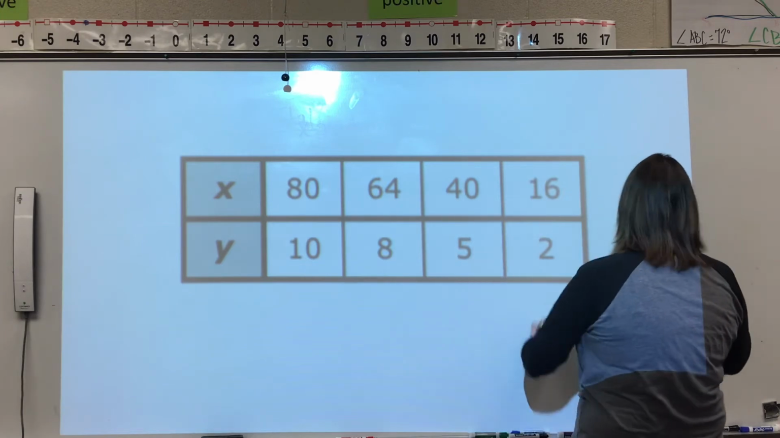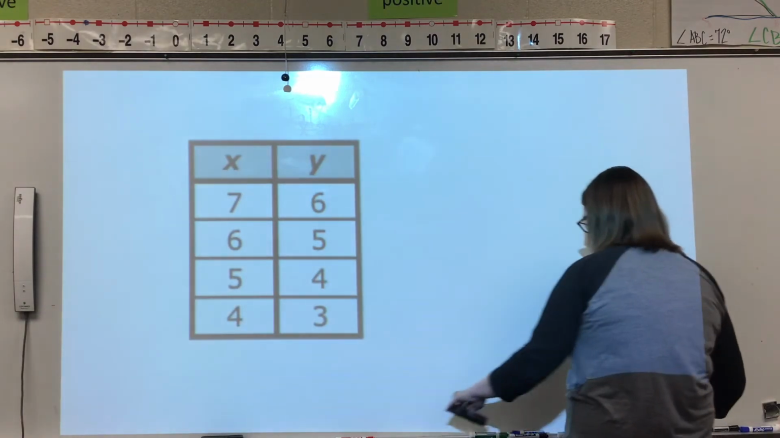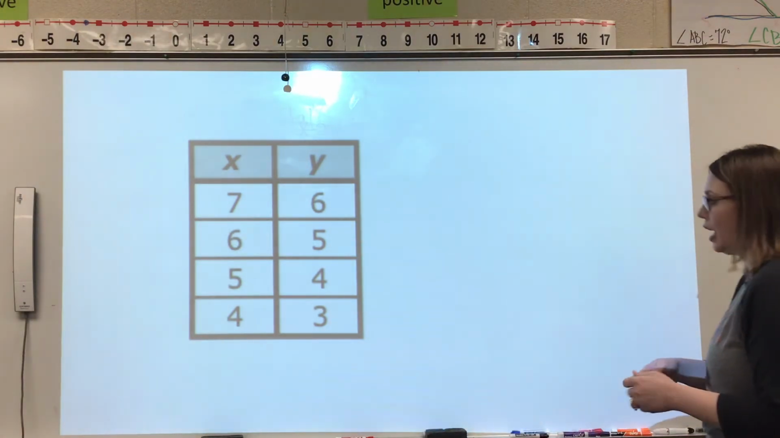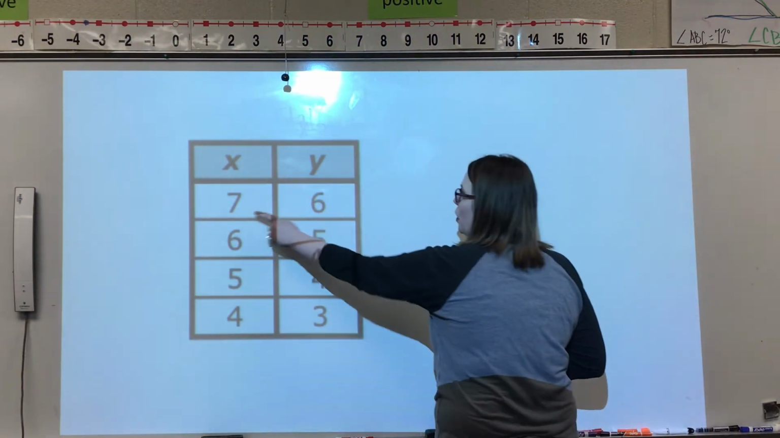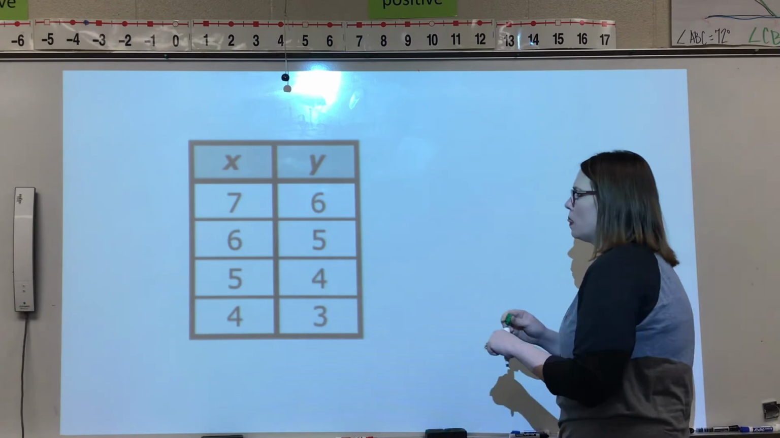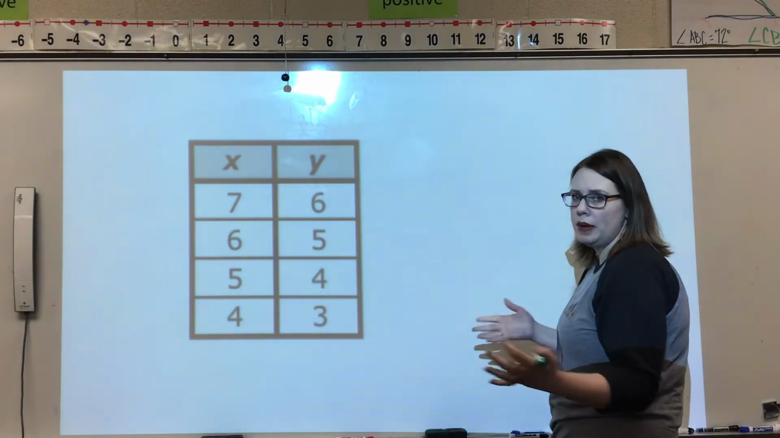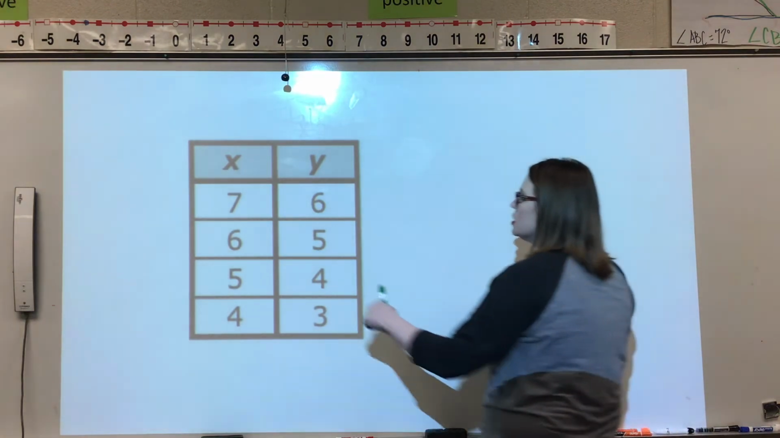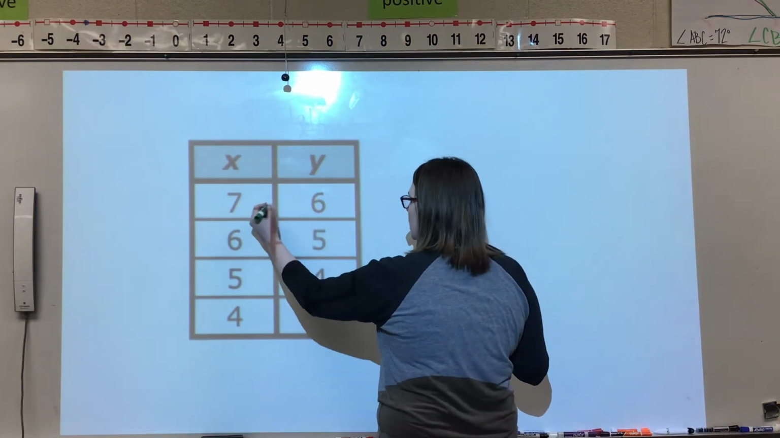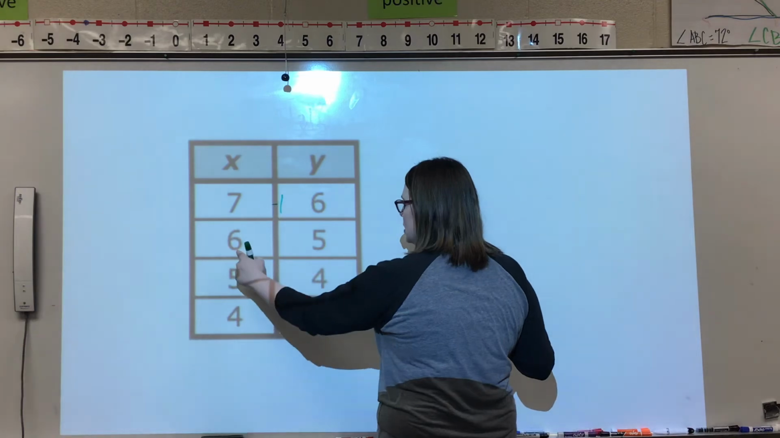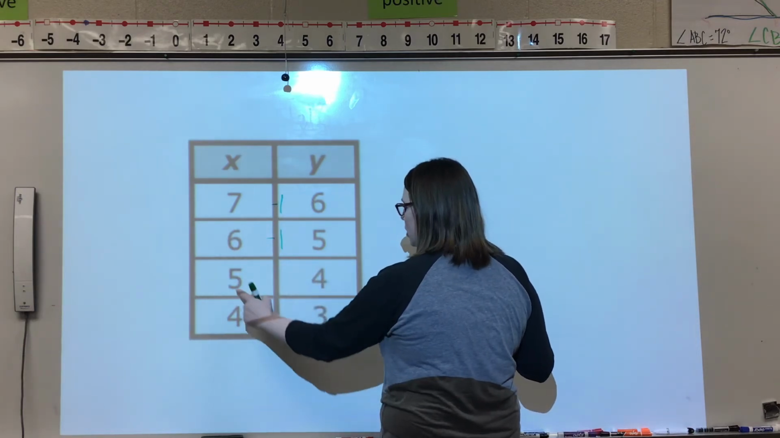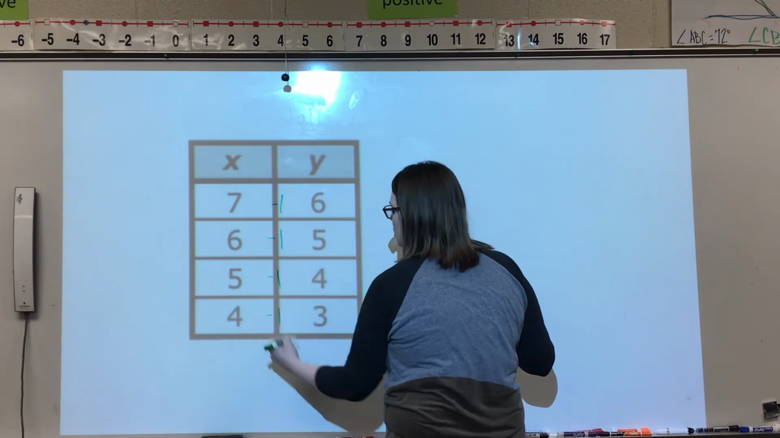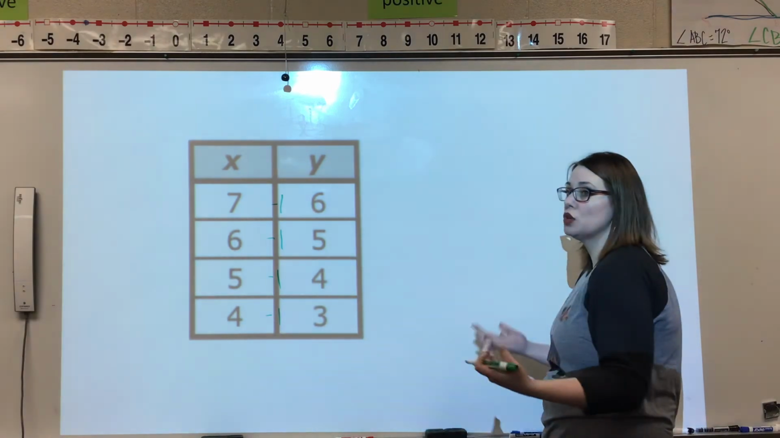All right, one more graph, or table. So this time, if I look, I notice my y is also smaller than my x. But this is not going to be multiplication or division when you look at this. It's pretty obvious. So if I have 7 and I make it 6, I'm going to subtract 1. 6 to make 5, subtract 1. 5 minus 1 is 4, and then 4 minus 1 is 3. So I know that I'm subtracting 1.